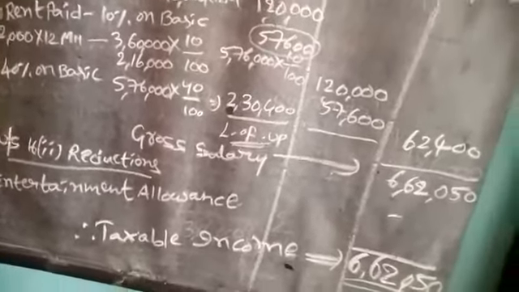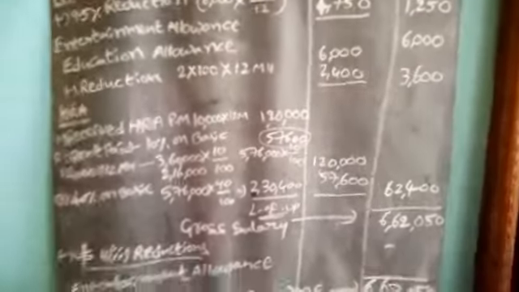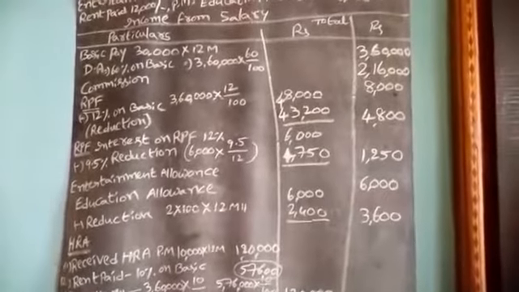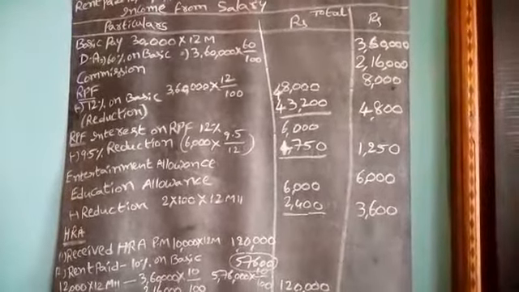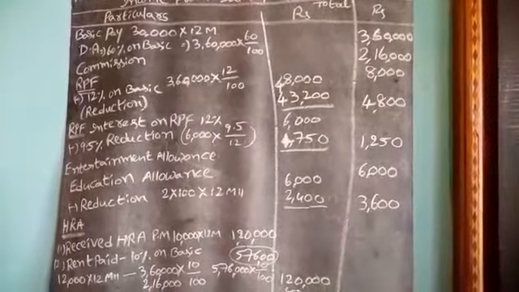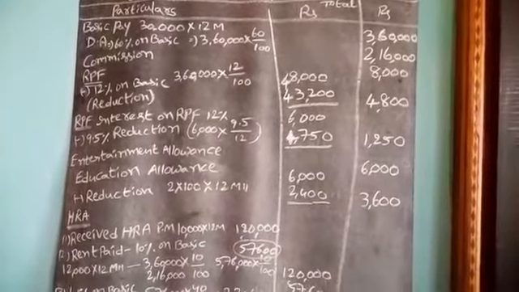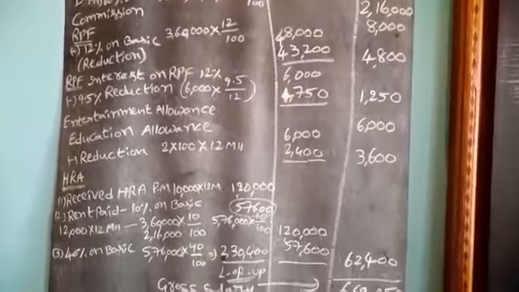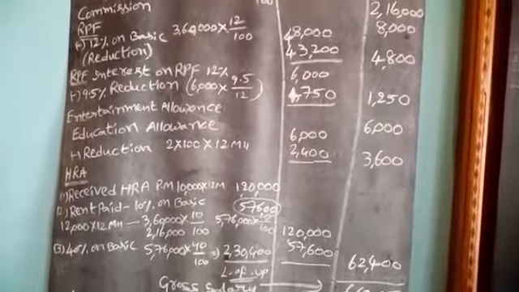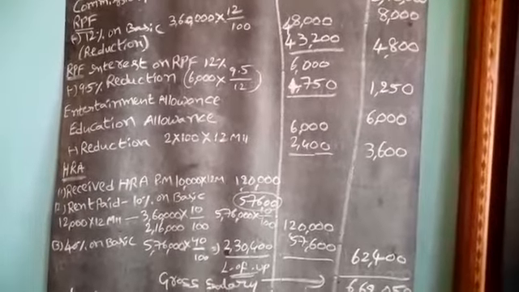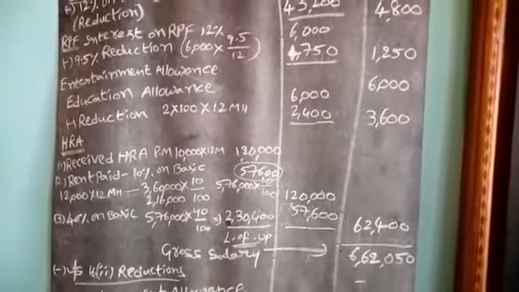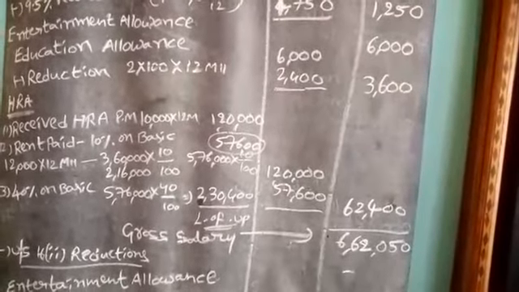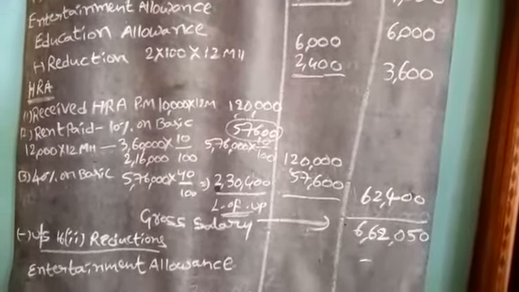So when we add the total amounts: 3,60,000, 2,16,000, 8,000, 4,800, 1,250, 6,000, 3,600, and 62,400. We got the gross salary, 6,62,050 rupees.